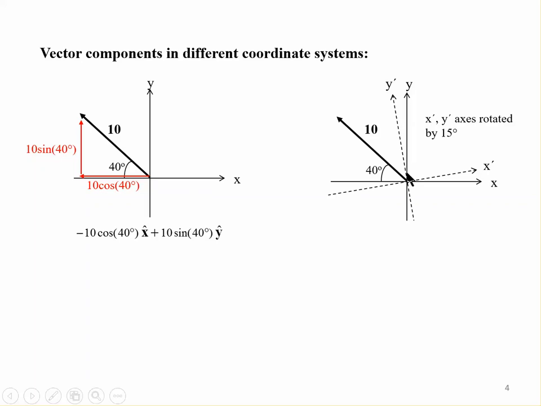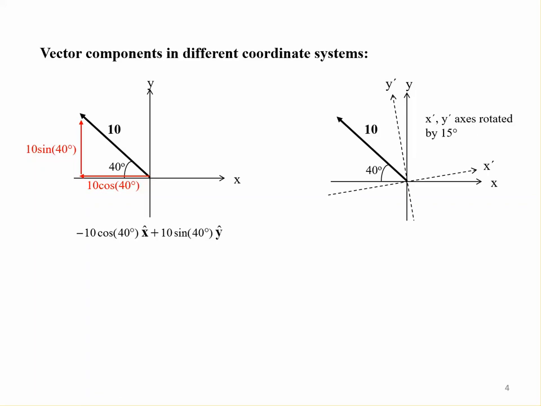Okay? So I have the original vector, and I have these new coordinate axes, x prime, y prime. And now, suppose I want to break up the original vector into not its x, y components, but rather its x prime, y prime components.